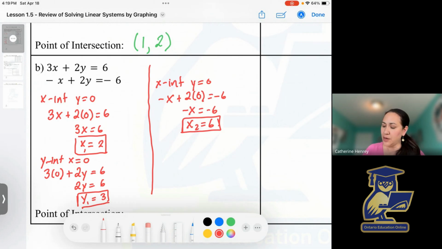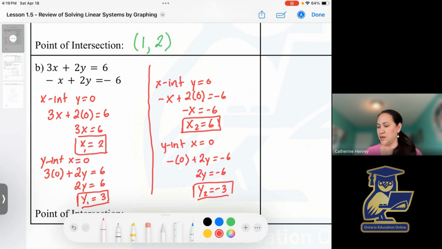Then if I want to find the y-intercept, I'm going to set x equal to 0. So I'll have negative 0 plus 2y equals negative 6. Simplifying gives me 2y equals negative 6. Simplifying again gives me y2 is negative 3.